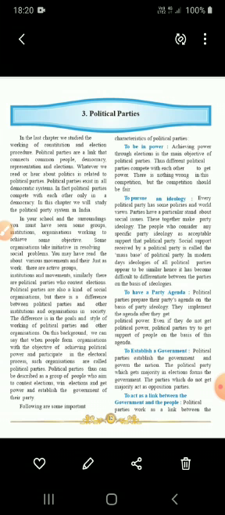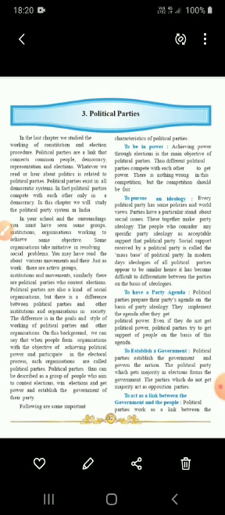Whatever we have read or heard about politics is related to political parties. Nowadays we know that without political parties we cannot contest elections, and an election is useless without political parties contesting against each other. If there are 5 or 6 political parties, then the election process is justified. So political parties are very important, understood.